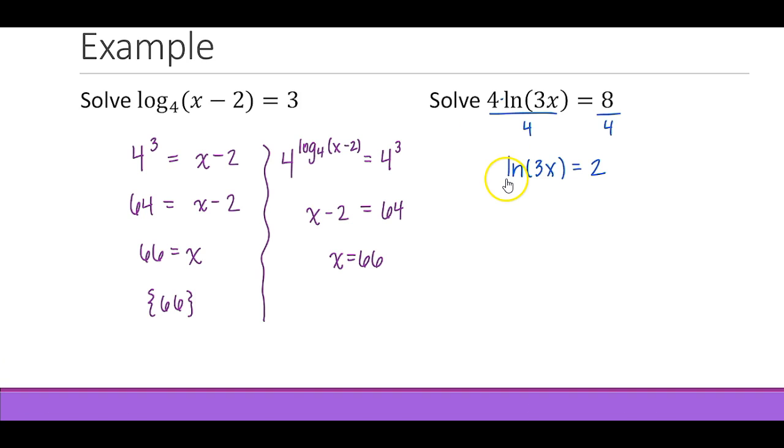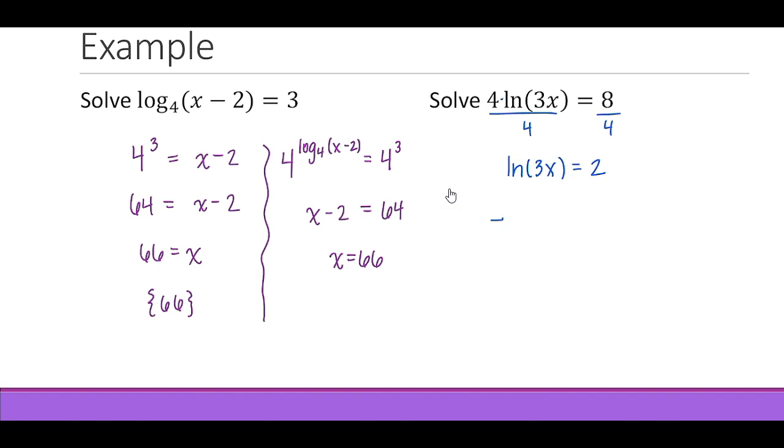And now I want to think about either using the definition of a logarithm and rewriting it as an exponential, or exponentiating both sides. So I'm going to choose to do this one by exponentiating both sides. So here, the base of natural log is e.